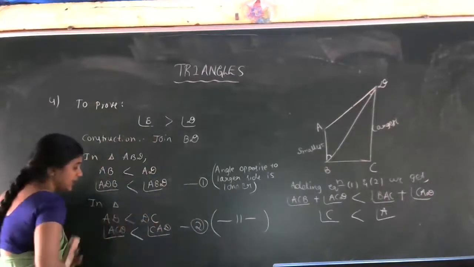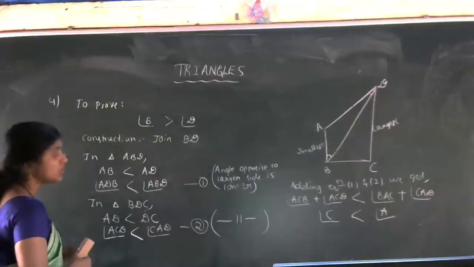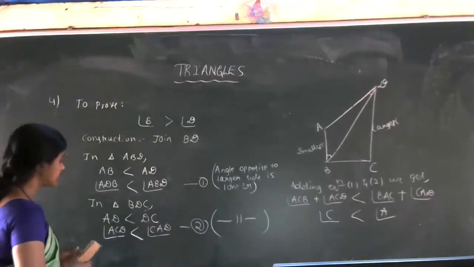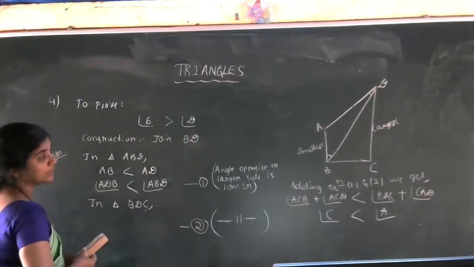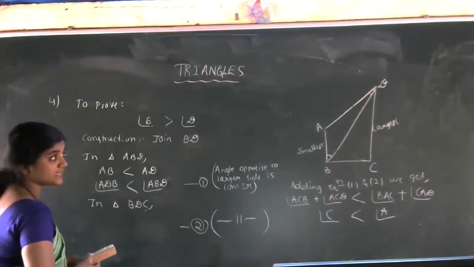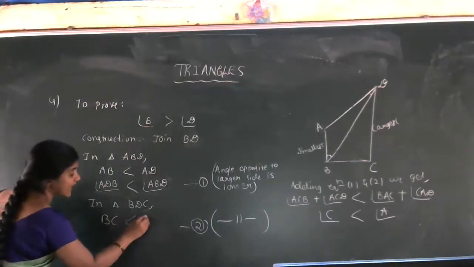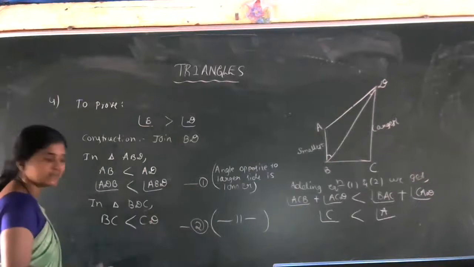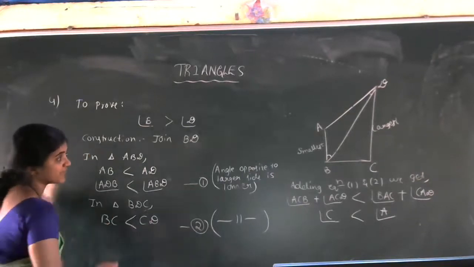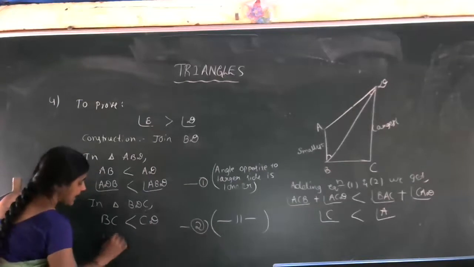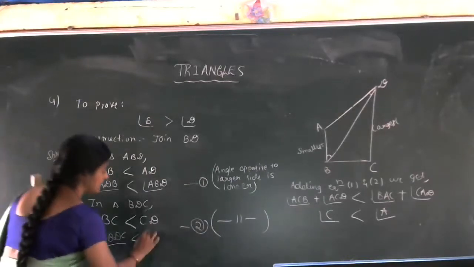In triangle BDC, now compare the two sides. So which two sides do we have to take now? Here I'm going to erase this one. Okay. In triangle BDC, CD is the largest side, in the sense BC is smaller than CD. Can we take it like this? BC is smaller than CD. Now for BC, the opposite angle is angle BDC. Angle BDC is less than, for CD, angle DBC.